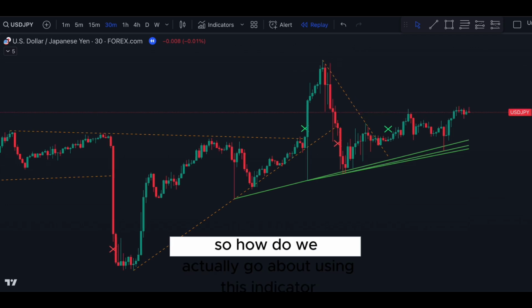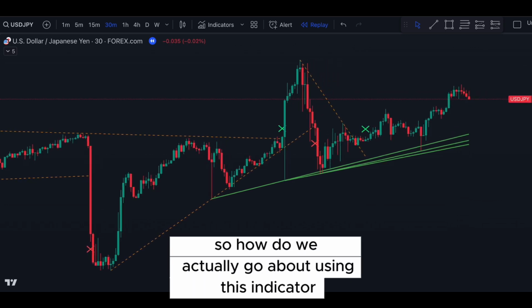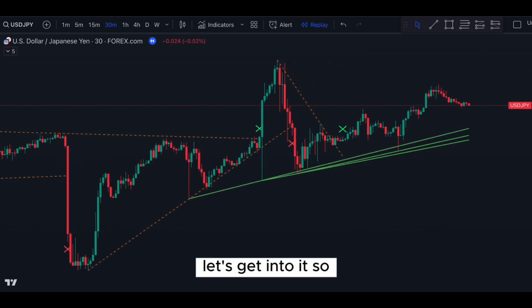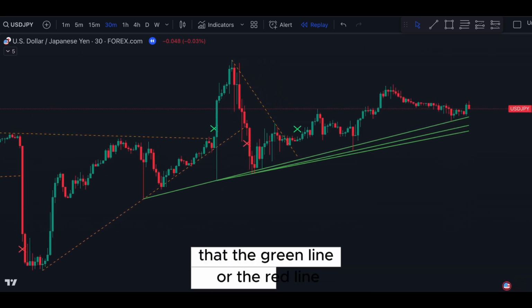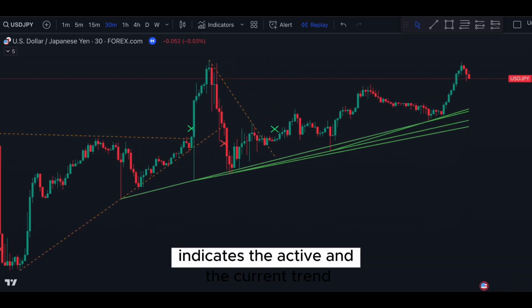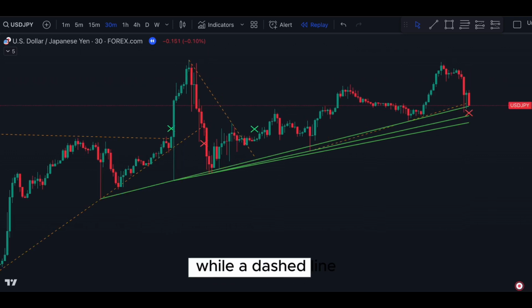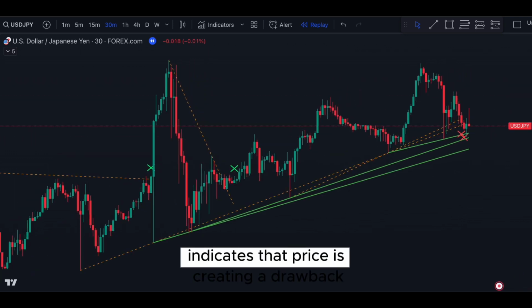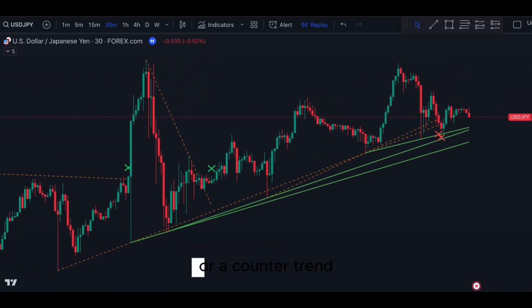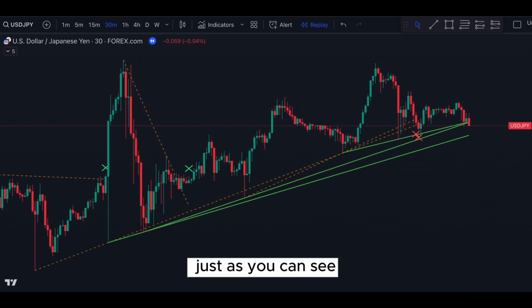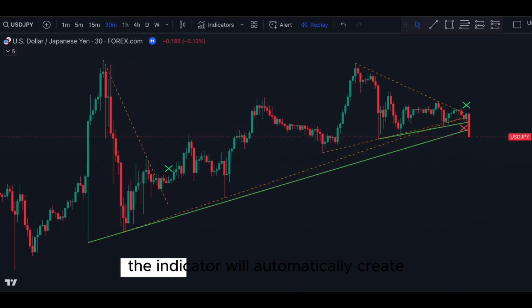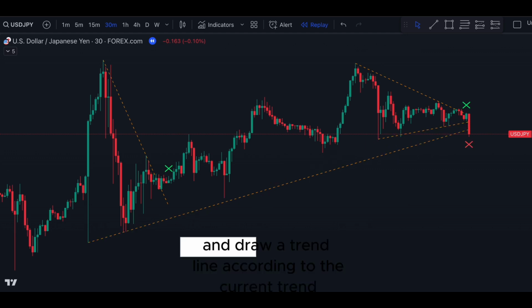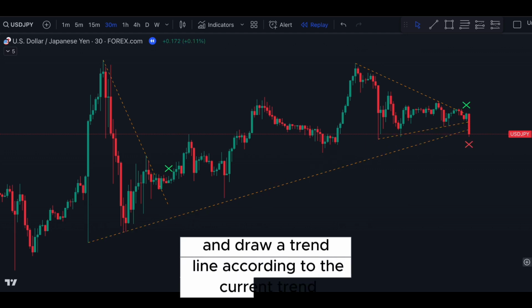Okay, so how do we actually go about using this indicator? Let's get into it. The first thing that you need to understand is that the green line or the red line indicates the active and the current trend, while a dashed line indicates that price is creating a drawback or a counter trend. As you can see, as long as price is heading in the same direction, the indicator will automatically create and draw a trend line according to the current trend.